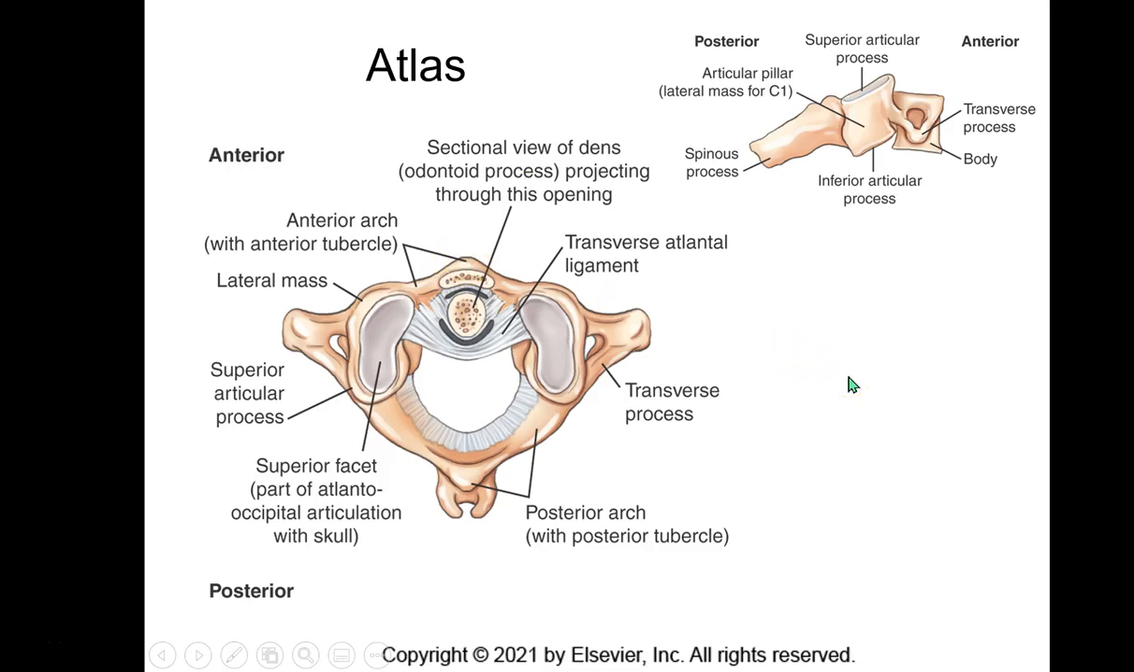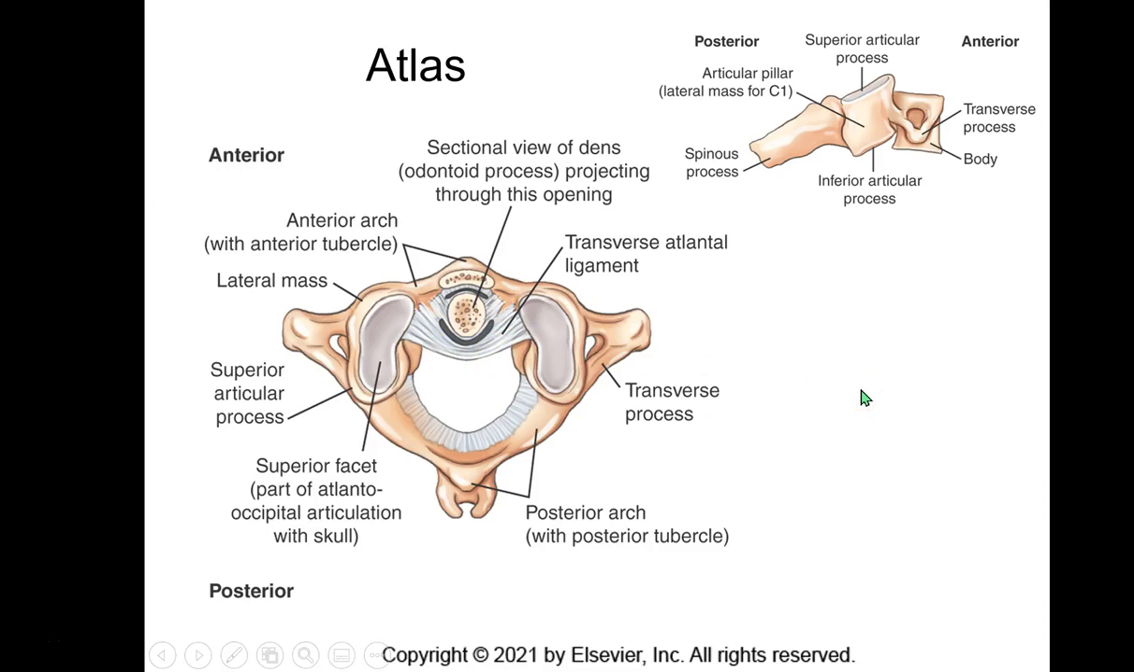The dens or the odontoid process is part of the second cervical vertebrae. So this right here is part of C2, which we'll look at more in a minute. But you can see it when you look at C1 from the top down, which is what this diagram depicts. We're looking from the top down, as though we've removed the skull. So you can see part of C2 pointing up through C1. You don't need to write this part down, but the dens is held in place by the transverse atlantal ligament, which is what you see here, and we don't need to know that.